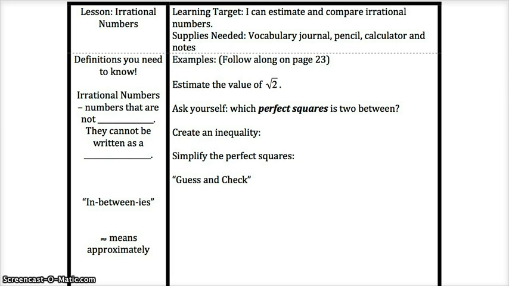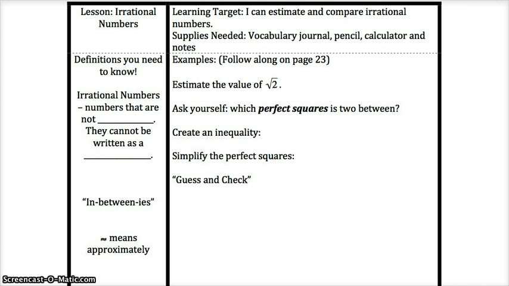And all you need today is your vocabulary journal, a pencil, calculator, and these notes or your book. If you are allowed to write in your book, you're allowed to follow along in your book with me. If not, just take the notes on this note sheet.